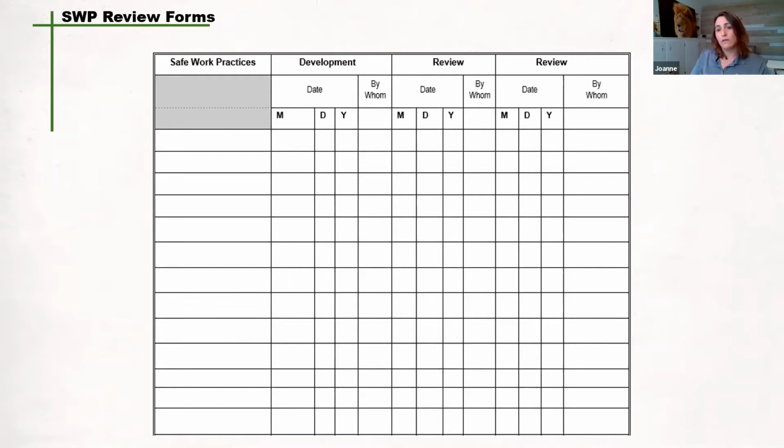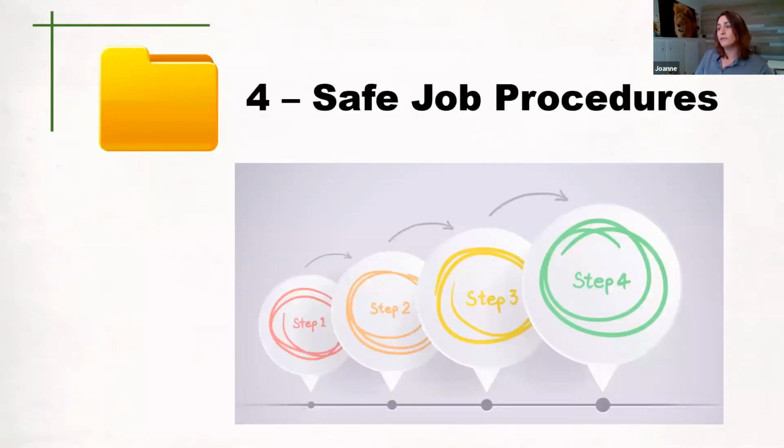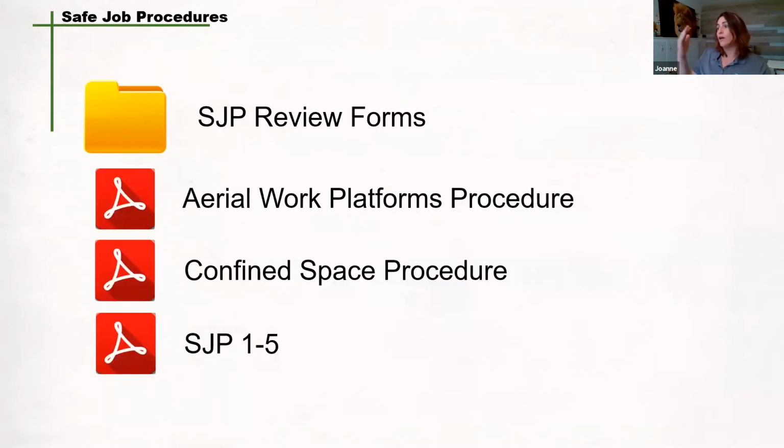Section 4, we're going to go to safe job procedures. This is your step-by-step on how to complete a job or task. And it's going to be organized exactly the same way as the practices that we just looked at. When you open up this folder, you're going to have your safe job procedures, as well as an extra folder to have your review forms for when they've been developed and reviewed. Again, you can do them individually as well as in a group.